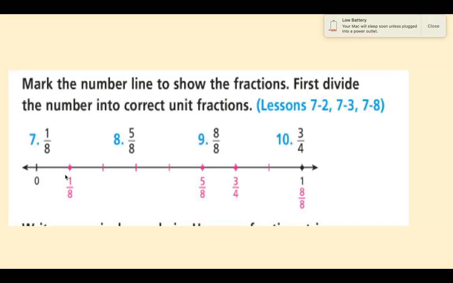On this fraction number line, you'd have to separate this into 8 equal parts by putting 7 lines. 1/8 is here, 5/8 is here, 8/8 is there, and then 3/4. 2 pieces is a fourth. So this is 1/4, 2/4, and that's 3/4.